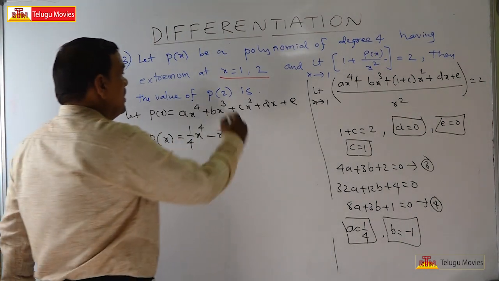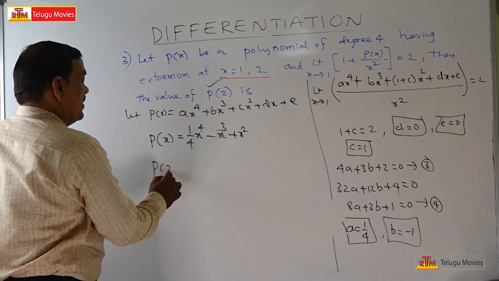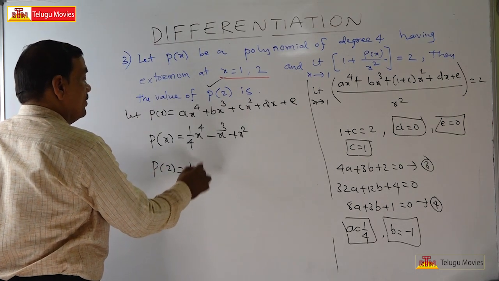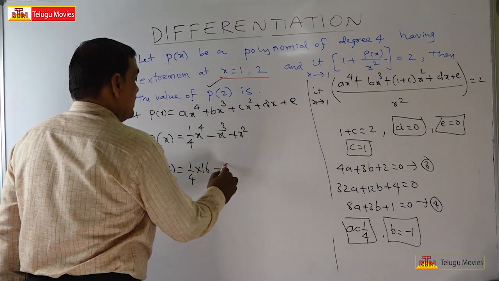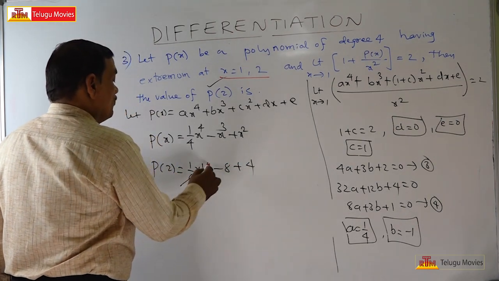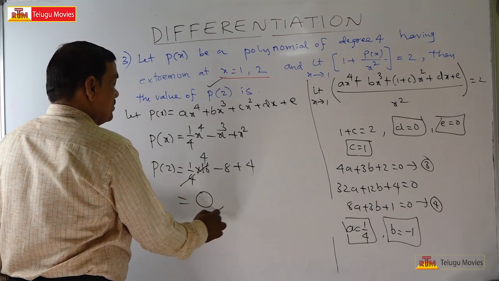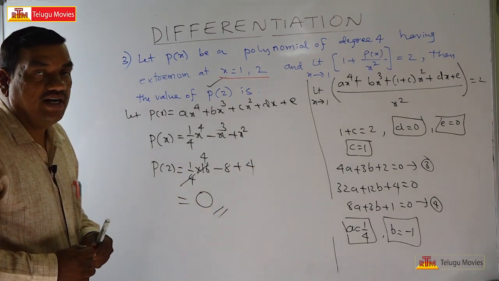So he is asking p of 2. So therefore p of 2 is equal to 1 by 4 into 2 to the power of 4, that is equal to 16 minus 8 plus 4. So 4 4s are cancelled, 4 plus 4, 0. 4 plus 4, 8, 8 minus 8, 0.